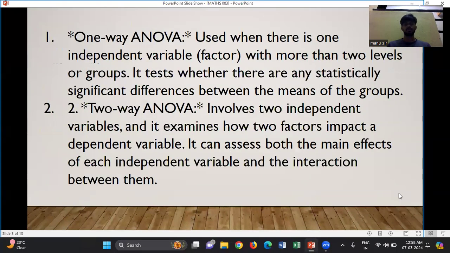One-way ANOVA is used when there is one independent variable or factor with more than two levels or groups. It tests whether there is any statistically significant difference between the means of the groups. Two-way ANOVA involves two independent variables and it examines how two factors impact a dependent variable. It can assess both the main effects of each independent variable and the interaction between them.